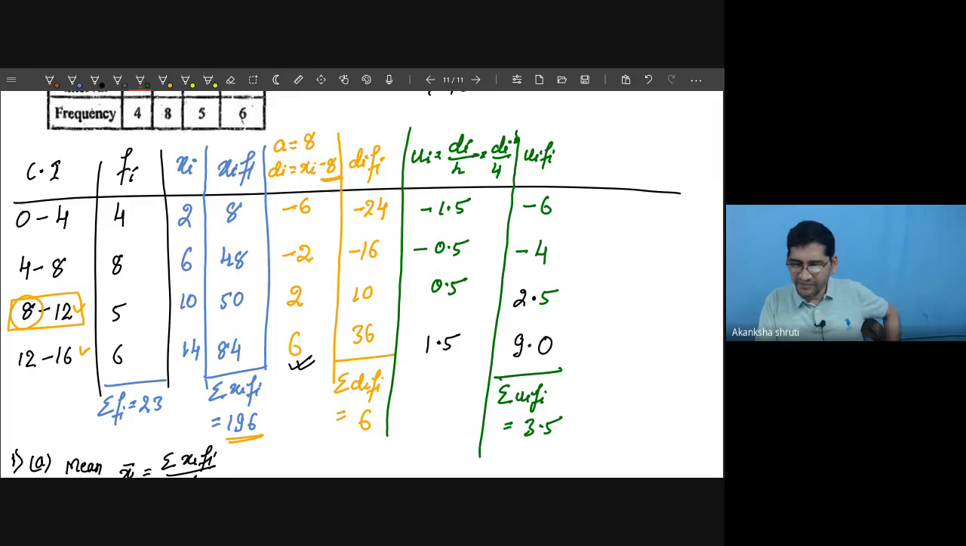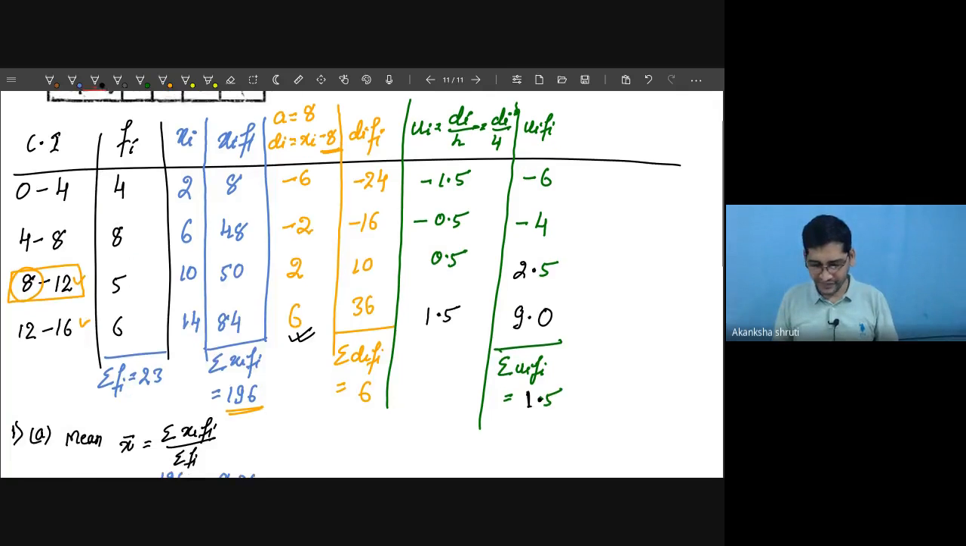Minus 10, 9 minus 1. So it is 2.5 minus 1, which is 1.5. Yeah, check it. Is it okay? I hope so. It is okay.